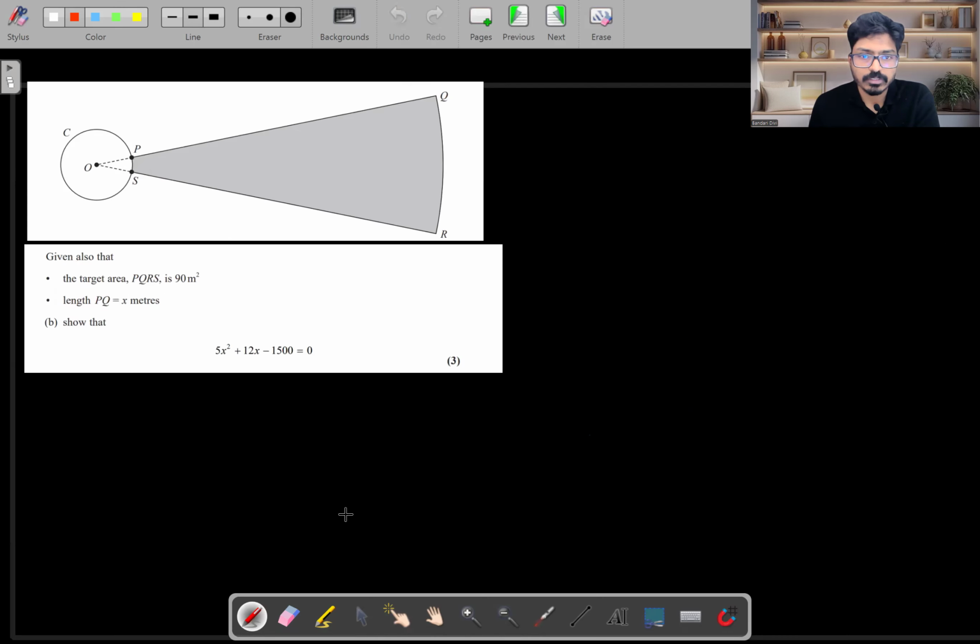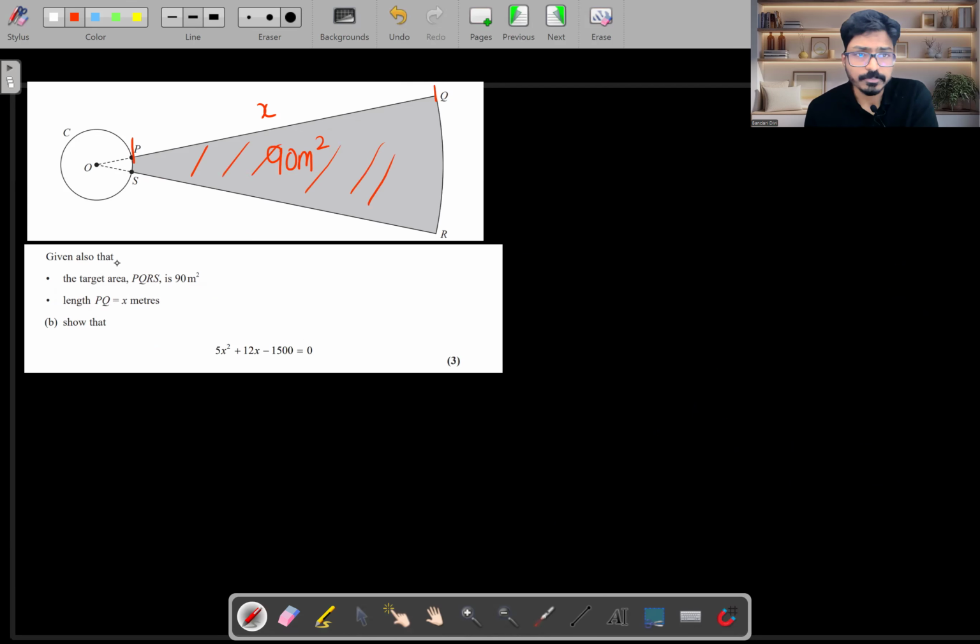Okay, so part B, what does the question say? Here the question says, given also that the targeted area PQRS has an area of 90 meter square. Okay, so the area of the shaded region is 90 meter square, and PQ is given as x, and we have to show that 5x square plus 12x minus 1500 is equal to 0.